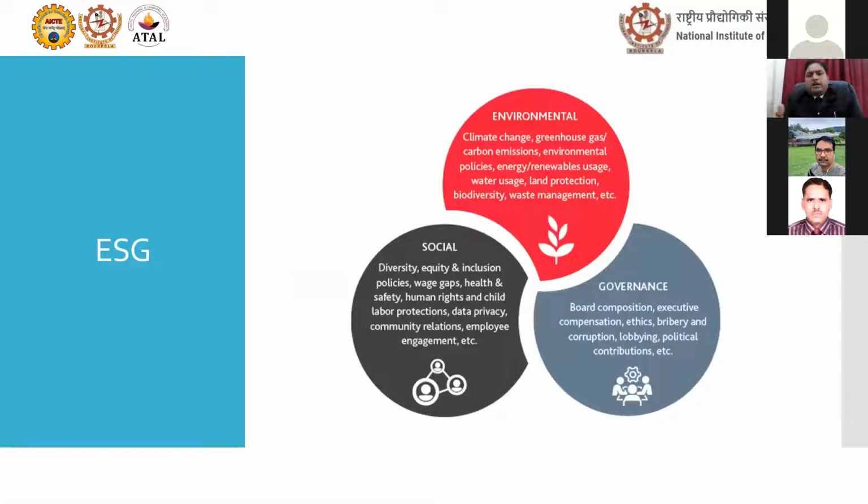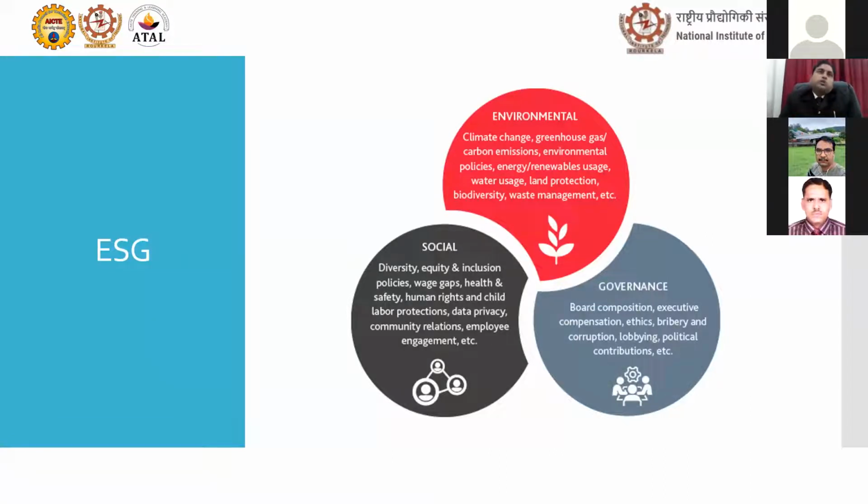And what all components are included in it? You can see environment talks about climate change, forests, renewable sources of energy, water pollution, all these things. And as far as the social dimension is concerned, it talks about diversity, equity, and inclusion, human rights, right? And data privacy. As far as digital is concerned, I have included this word data privacy.